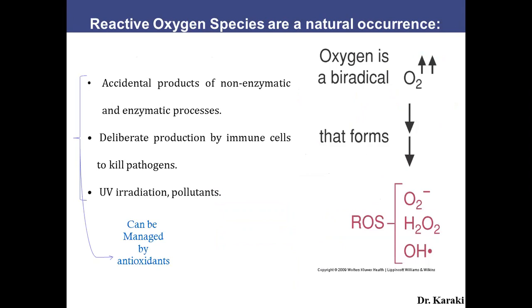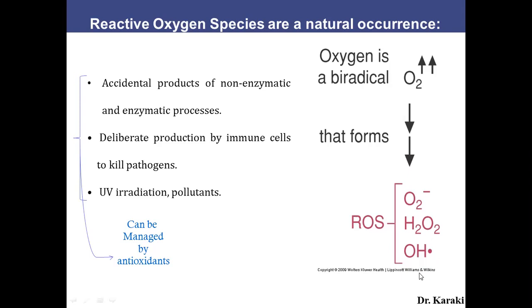Now, you may be thinking that reactive oxygen species are abnormal to occur, but no, this is not the case. They occur on a daily basis. They are formed both by enzymatic and non-enzymatic processes, in most cases as accidental byproducts. And in some cases, the immune cells produce reactive oxygen species to kill the pathogens. UV radiation and pollutants also produce reactive oxygen species.